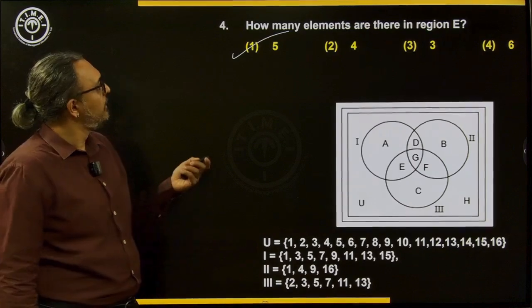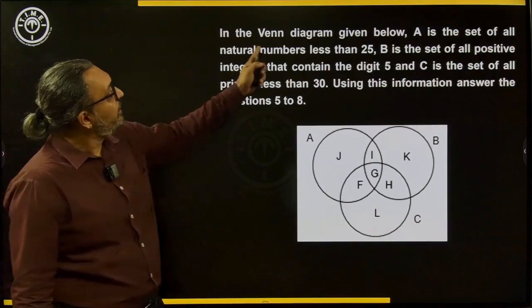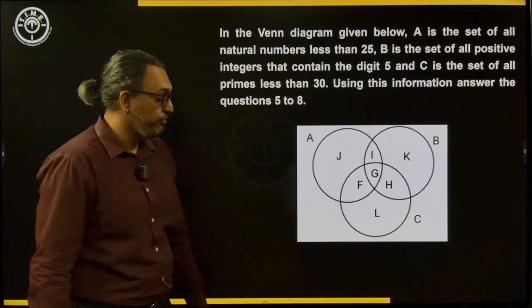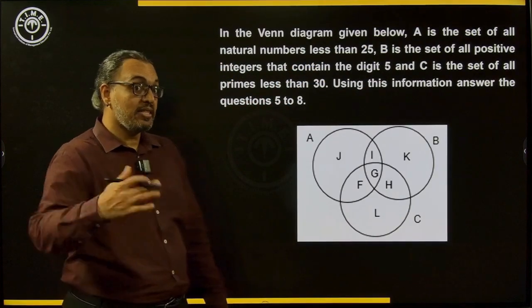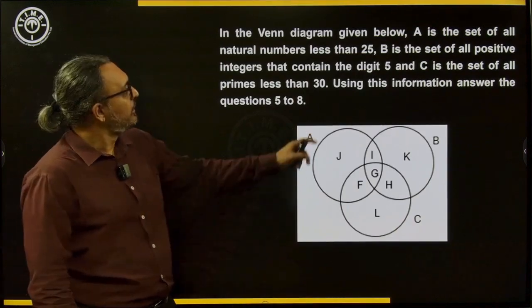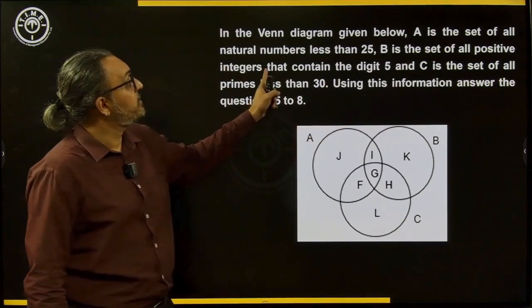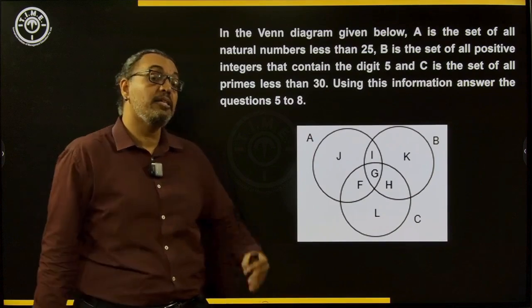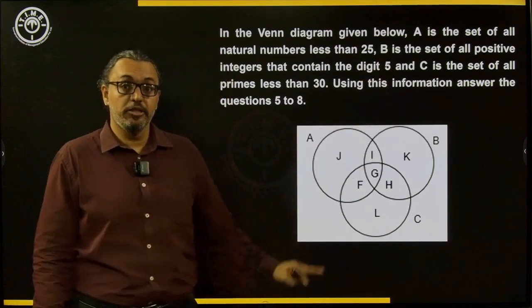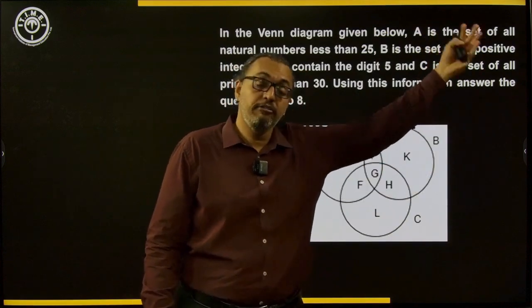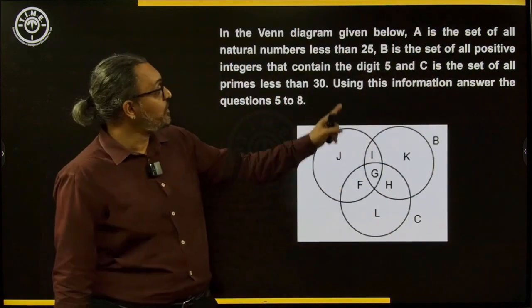Got it? Next. In the Venn diagram given below, A is the set of all natural numbers less than 25. So natural numbers less than 25, 1 to 24 is in A. Then B is set of all positive integers that contain the digit 5. All positive integers that contain the digit 5 means there are infinite numbers in B. There is no limit like 5, 15, 25, 35, 45, 55 like that.